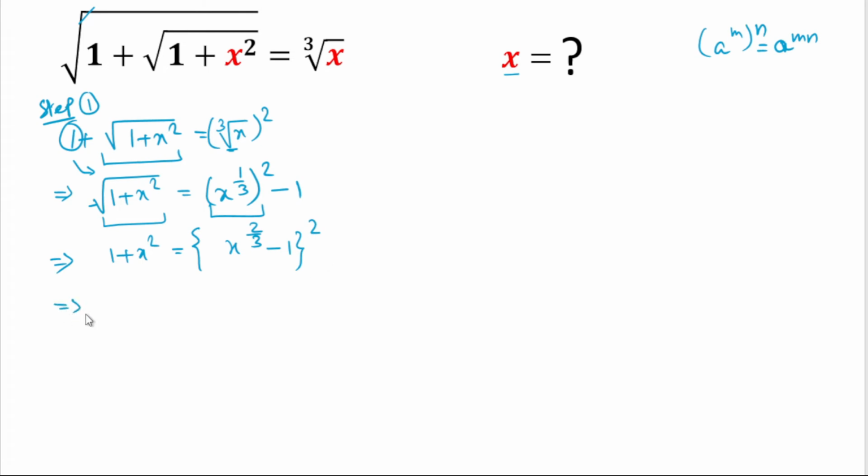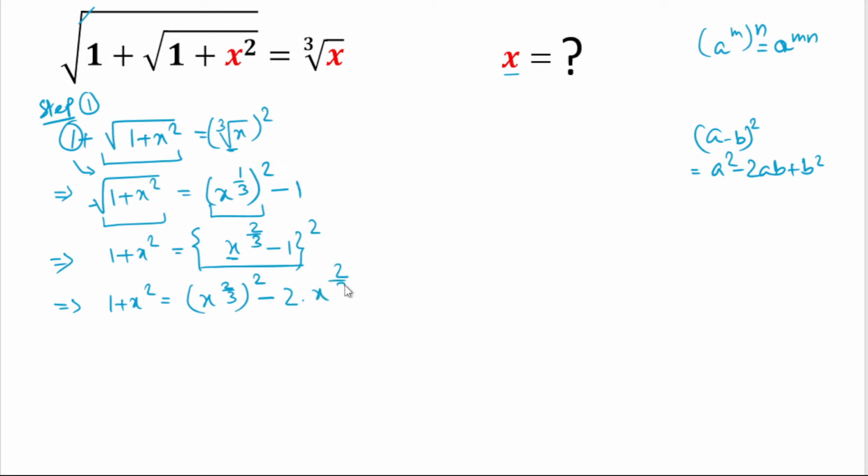Now in the left hand side we have 1 plus x square, and that is equal to, in the right hand side it is in the form of a minus b whole square. A minus b whole square, and the formula of it is a square minus 2ab plus b square. So we'll write a as x raised to the power 2 by 3. So here x raised to the power 2 by 3, and we'll square it. Minus 2 times a, that is x raised to the power 2 over 3, times b, that is 1, plus 1 square. So now in the next step we'll simplify it.